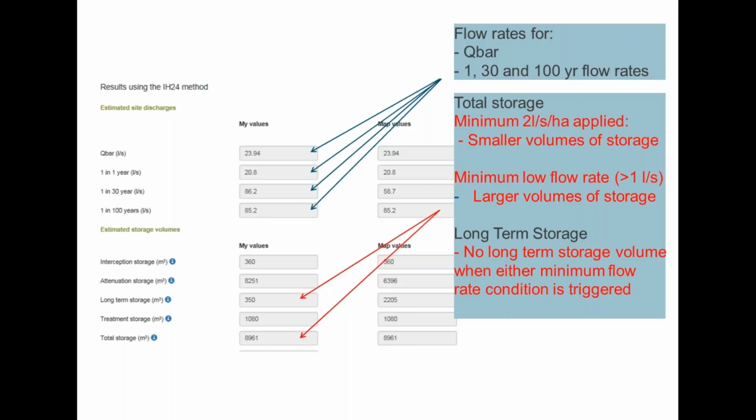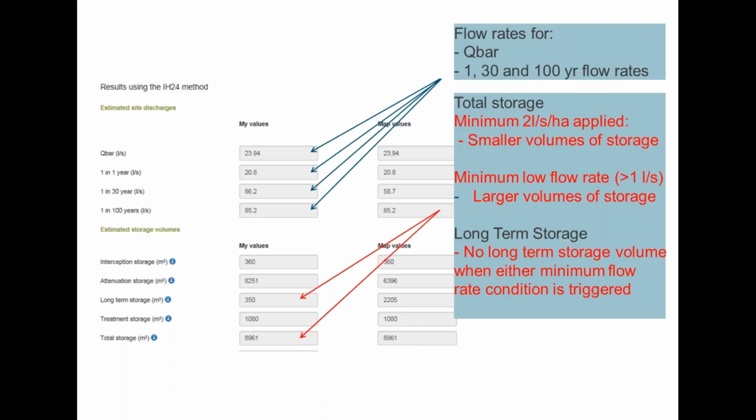So we come to the results page, and it reports, as before, the various flow rates. What's worth drawing attention to is that the storage volume calculation volumes have been modified due to some of these changes, and the minimum flow rate of 2 litres per second per hectare effectively reduces some of the smaller volumes where this cutoff had not been applied before.